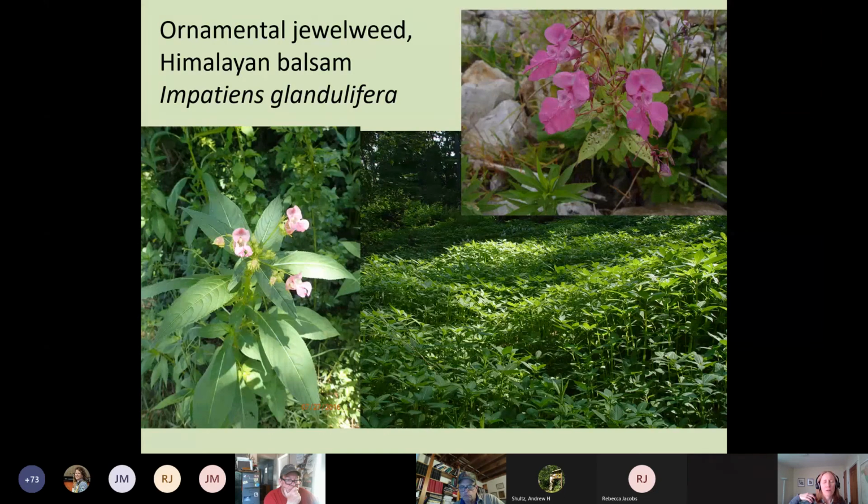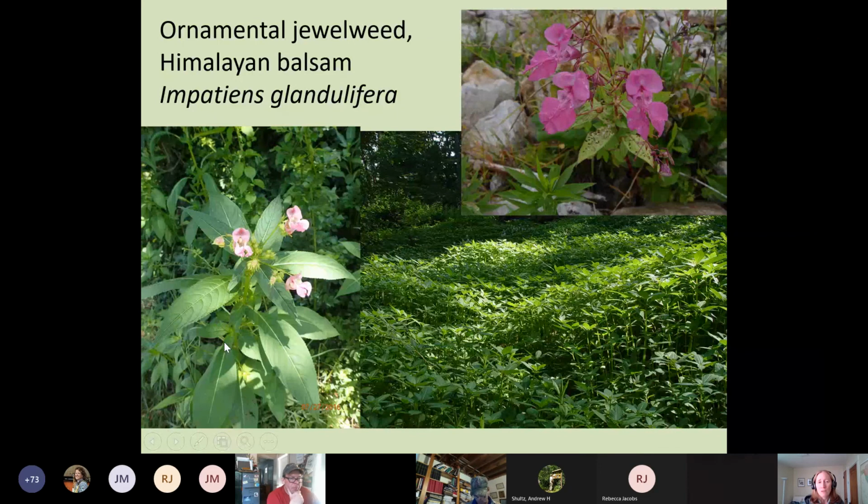The flowers are larger than those of our native jewelweed, the orange jewelweed that you see also in wet areas. The two species can grow side by side, and it can be a little confusing until you get the eyeball for it. But you can tell them apart pretty readily because of the shape of the leaves and the degree of toothiness on the ornamental jewelweed.